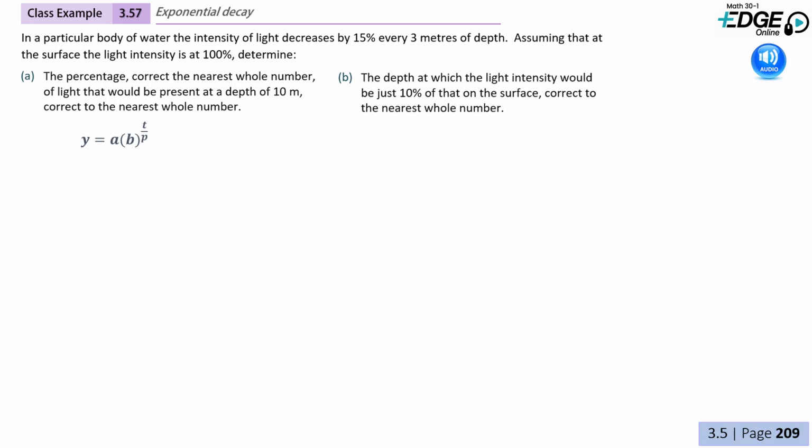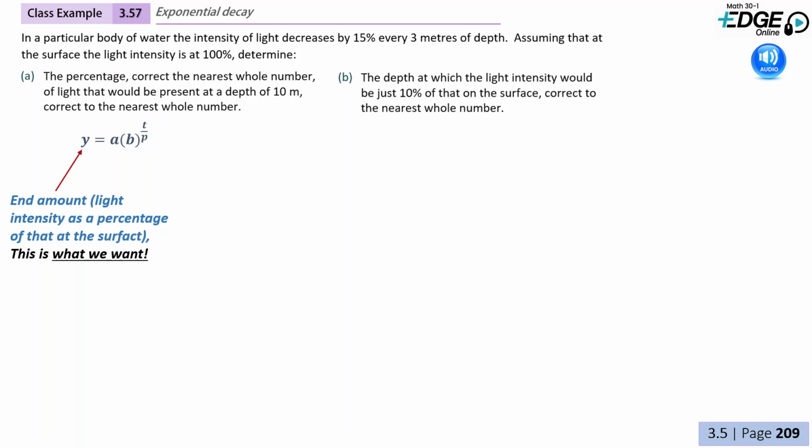So let's start with our growth decay formula on your formula sheet. In this case, our Y value is going to be the end amount, so the light intensity as a percentage of that at the surface. And in this case, this is what we want. Our A value is going to be 100 because it started at 100%.